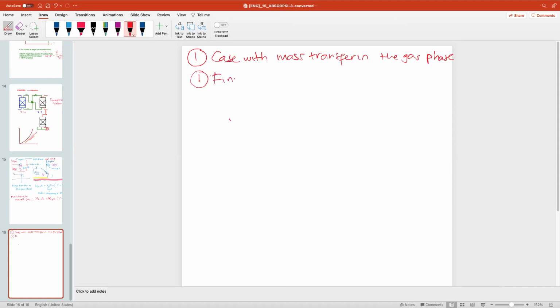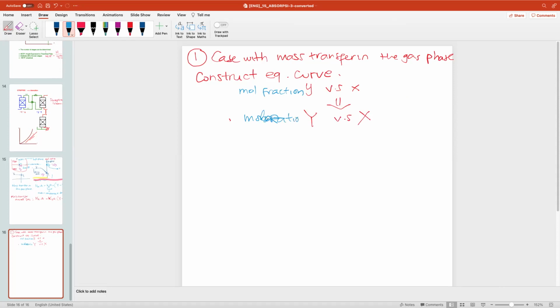Is it the one using Henry's law? Yeah, an equilibrium. So construct the equilibrium curve. You want to find y versus x, but then change it into capital Y versus capital X. Find the correlation between the mole fraction and the mole ratio. So this is the mole fraction and then the mole ratio. Okay, the second step, what is that?